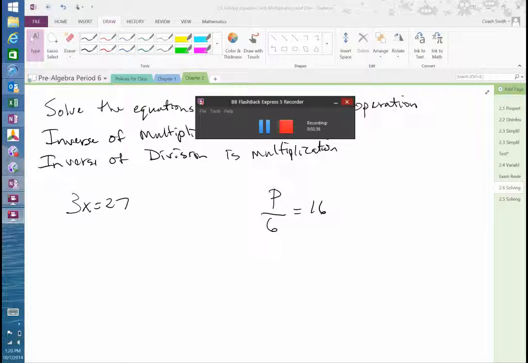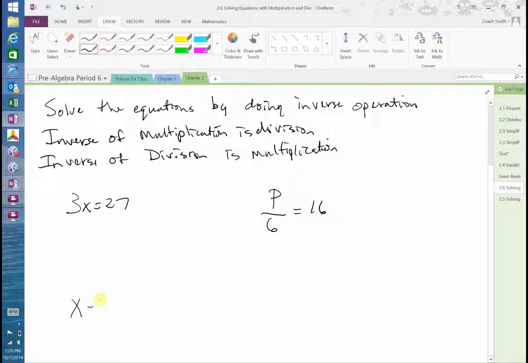Okay, Copeland, what did you get for 3x equals 27? It is 9. X is equal to 9. The reason is that we do the inverse of multiplication, which is division. So we must divide both sides by 3. 3 into 27, x equals 9. That's how we got x equals 9.